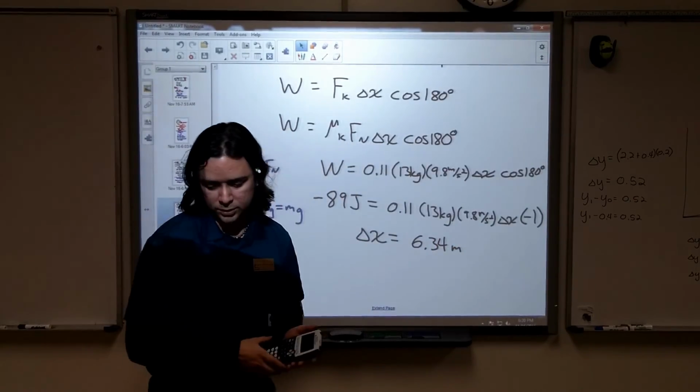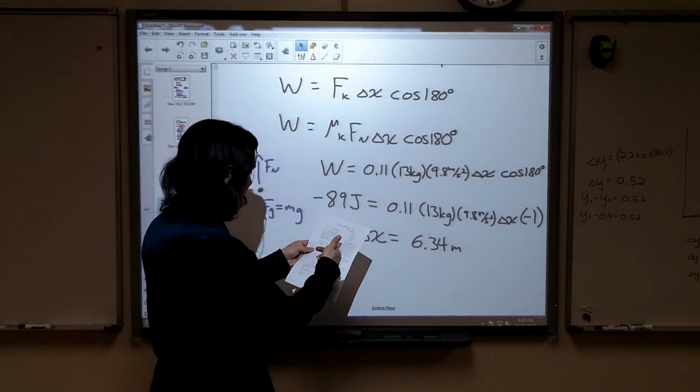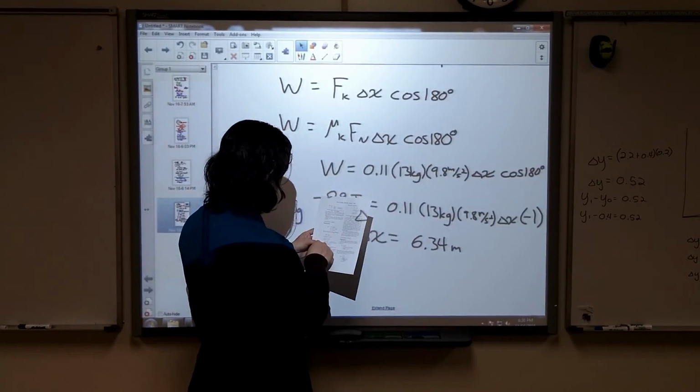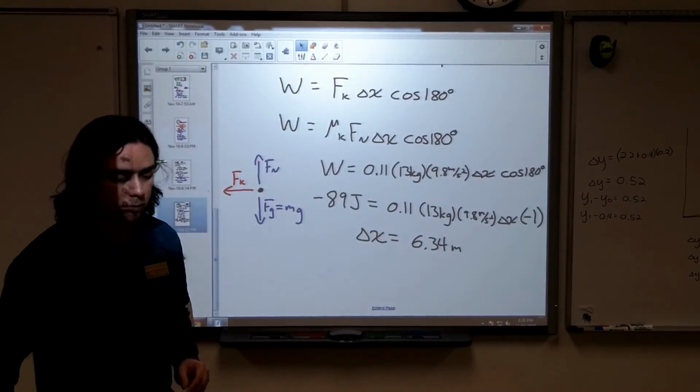You might get something a little bit less or a little bit more depending on rounding error. The actual answer that we have for this problem is 6.34972 meters. This should be accepted as a correct answer.